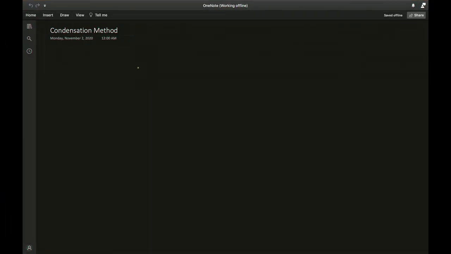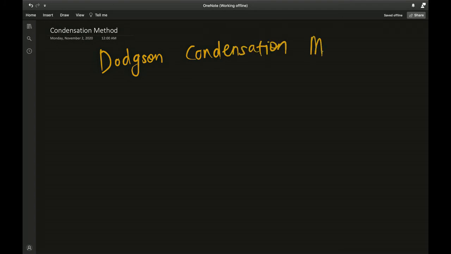Okay, so the method that we're gonna look at today is called the Dodgson condensation method. And it's a method of calculating determinants actually. We just need to know a simple formula for calculating determinants by this condensation method.